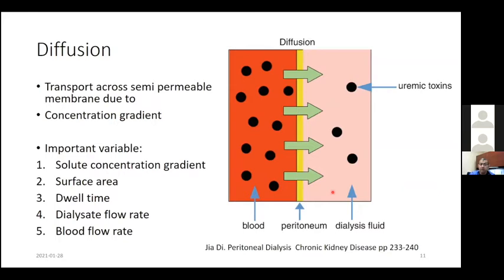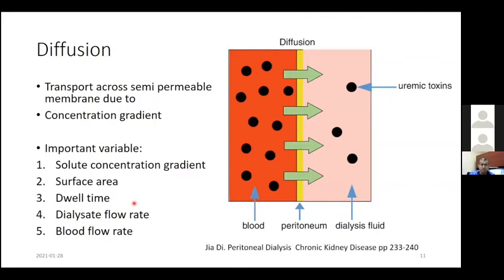Okay? So obviously, when we have a concentration gradient, once the concentration gradient gets less, or when there is equal concentration on both sides, that means an equilibrium is achieved, then there will be no transfer. The determinants of diffusion are the solute concentration gradient. Second is the surface area, which says itself: if you have a bigger surface area, you'll have more diffusion. The dwell time is important, meaning the amount of time the fluid stays inside the peritoneum. Once the diffusion equilibration happens, if the fluid stays for a longer period of time, there will be no transport happening. So that fluid has to come out.